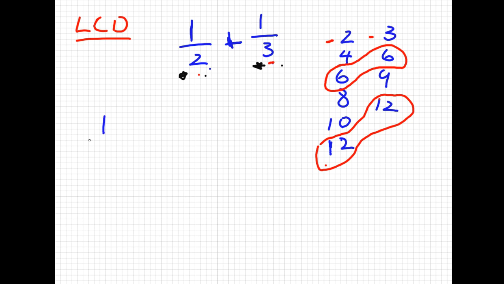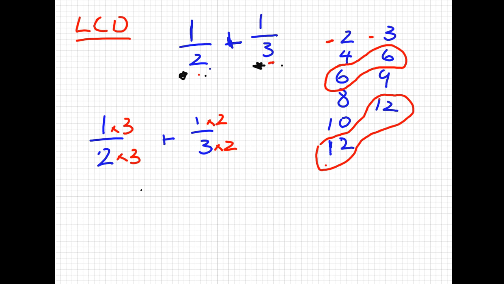Let's start with the 1/2. I want to convert this 2 into a 6. How can I do that? I can times it by 3. Now, whatever we do to the bottom line when we're doing these conversions, we do to the top line. So that means 1 times 3 as well. So now let's do this 1/3. Well, 3 times 2 is 6. So we have to times the top line by 2 as well.